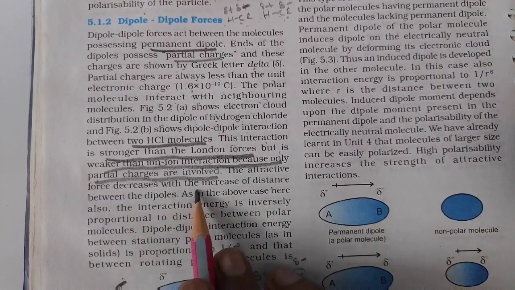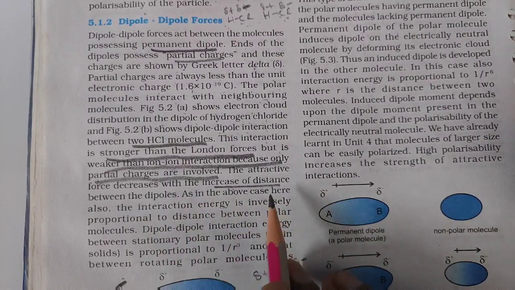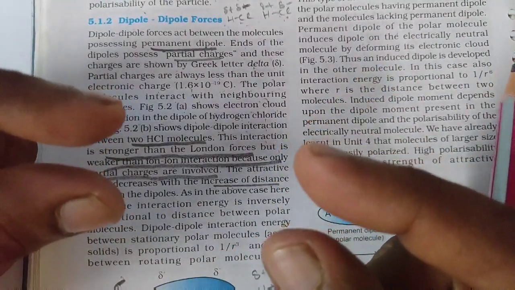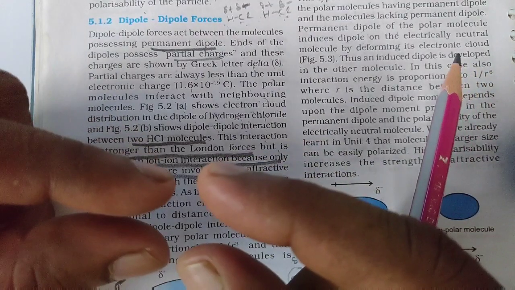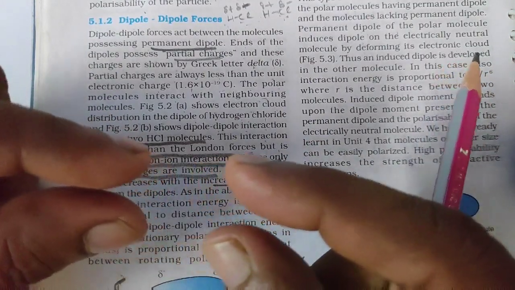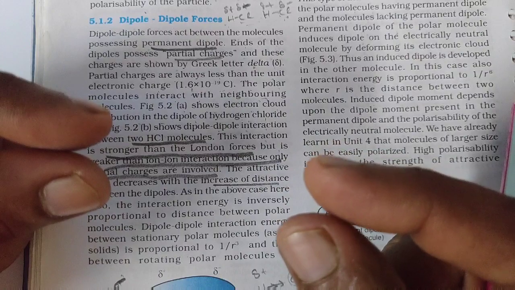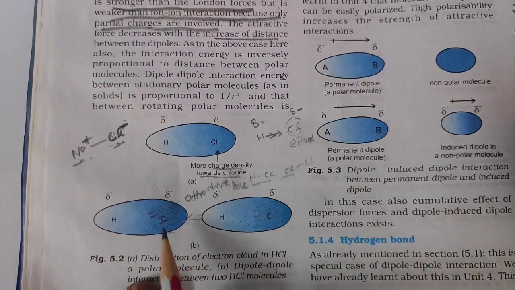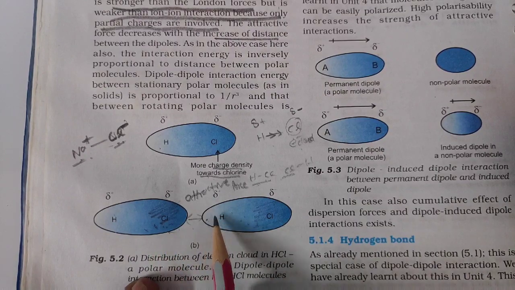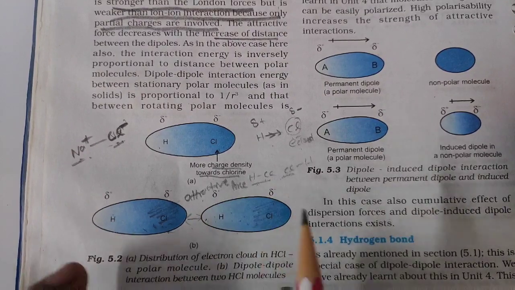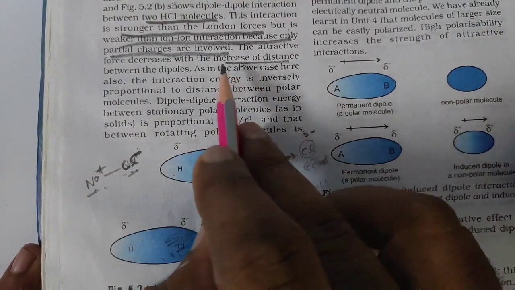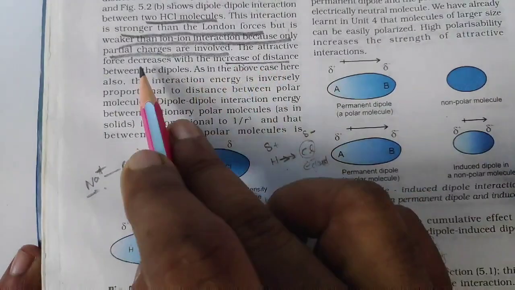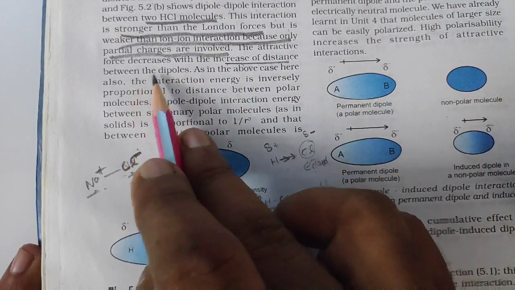The attractive forces decrease with increase of distance. Like with magnets, when you bring the opposite poles of two magnets nearer, there will be attraction, and when you take them far away from each other, there will be less attraction. You understood? The same thing applies here: when two opposite charges are brought nearer to each other, there is more attraction, and when you take them far, it is less. So with the increase of distance, this type of force between dipoles decreases.